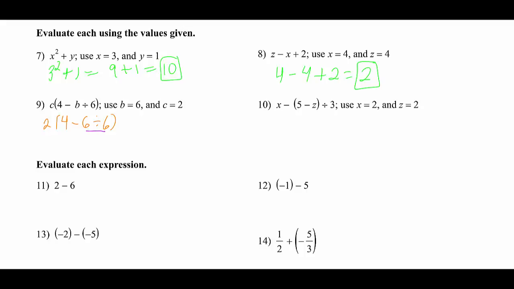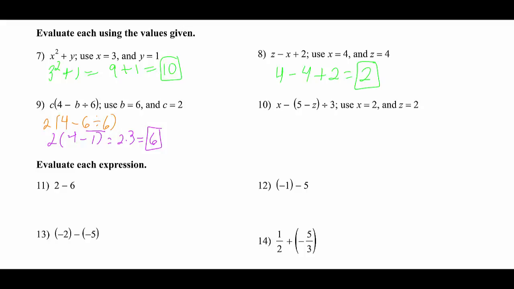So 6 divided by 6 is 1. I'm going to do 4 minus 1 as my next step. 4 minus 1 is 3. So 2 times 3 is 6. And that's my answer. And then finally, x and z are both 2.